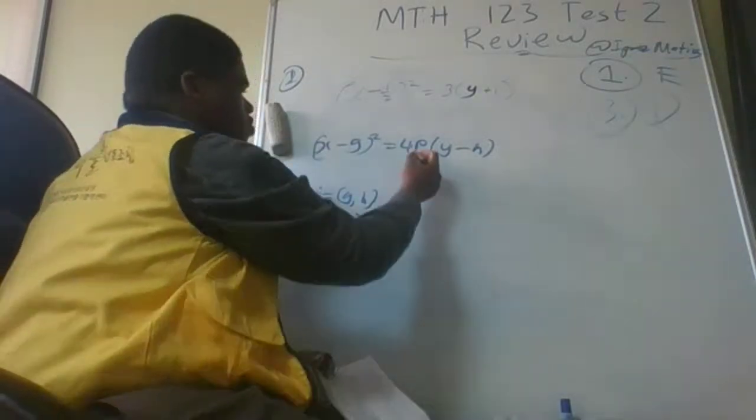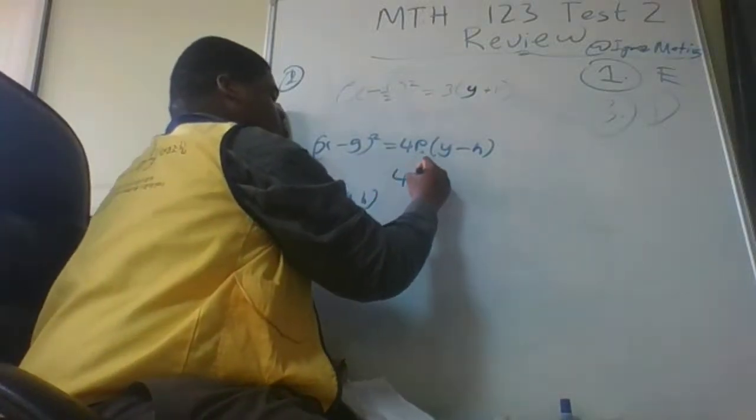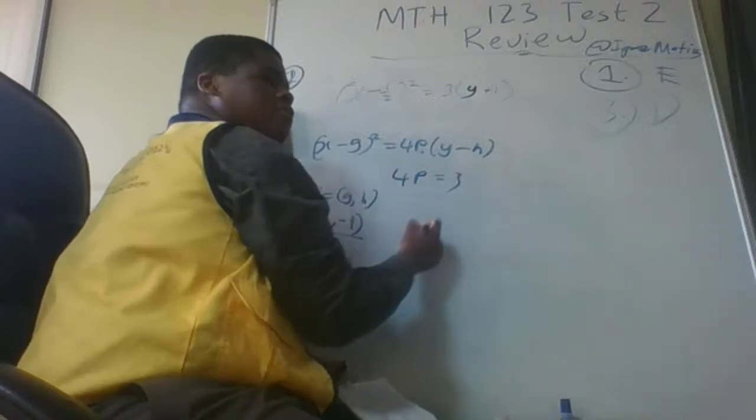The second thing we can ask you to find is your P. That is the focus point. And to get your focus point, you have to equate 4P to 3. 4P is equal to this.